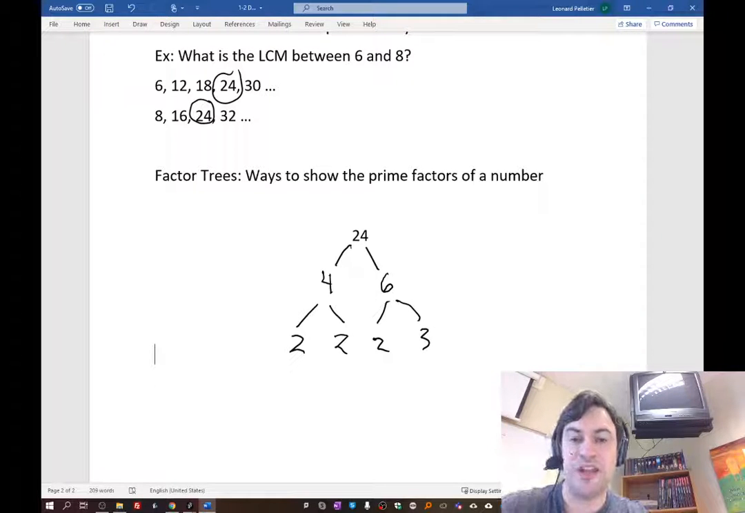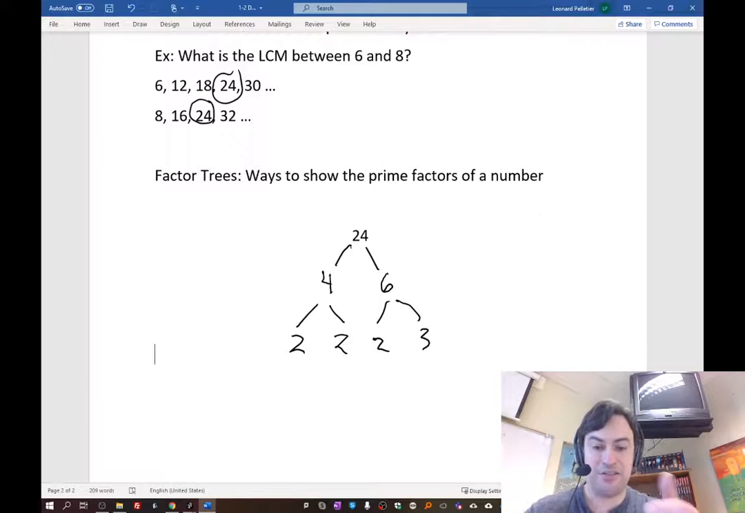Once your branches end in prime numbers, you're done. You can't really factor the prime numbers. They just have the 2 factors. That's what makes them prime. So that's where we'll stop right there. So now you sort of have the DNA of the number. And you don't just leave it as a factor tree.